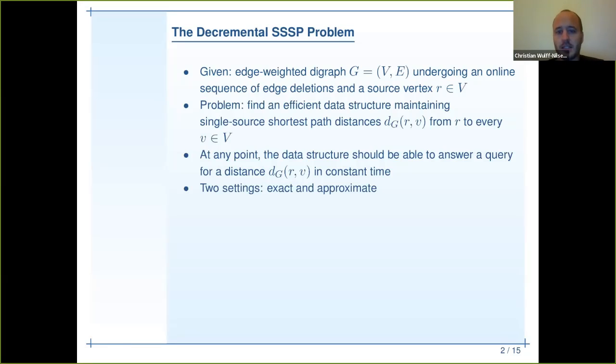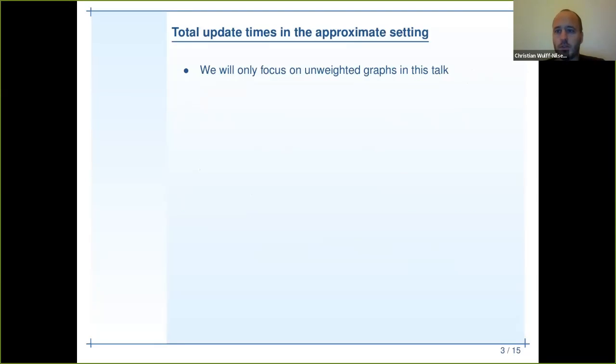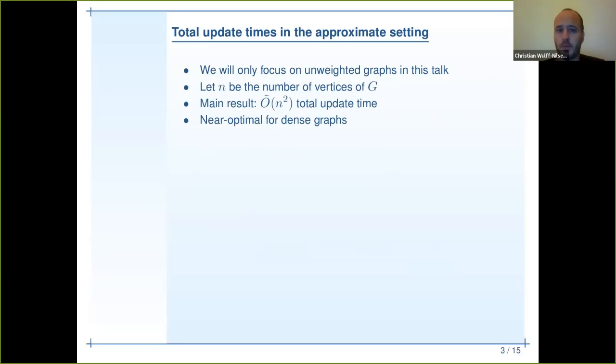So there are two main settings, the exact and approximate setting, and our focus is on the approximate setting. Here the data structure is only required to return an estimate of such a distance, which should never be an underestimate and can be an overestimate by up to a factor 1 plus epsilon. To simplify my talk, I will only consider unweighted directed graphs. Let n be the number of vertices of the graph. Then our main result is that we can get roughly n squared total update time, and this will therefore be near optimal for dense graphs. I should say that the previous best bounds were polynomially worse than n squared.